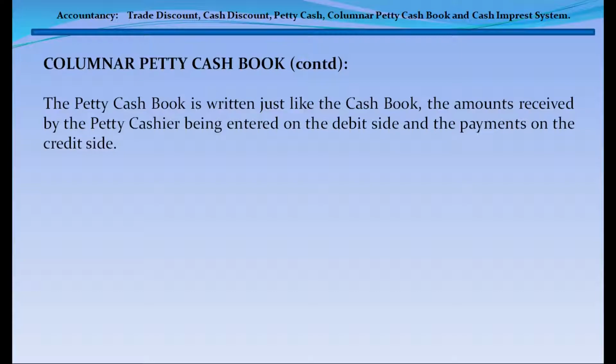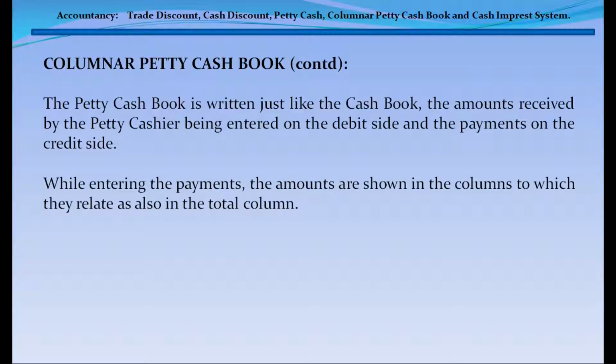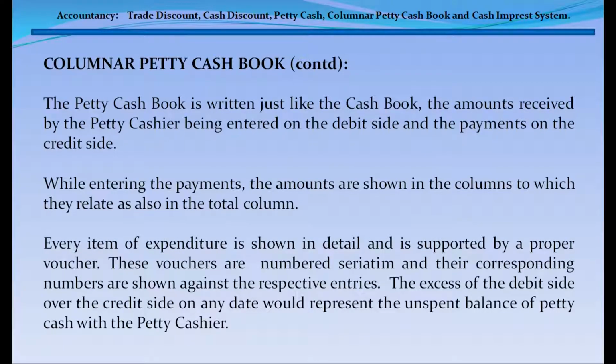The petty cash book is written just like the cash book, the amounts received by the petty cashier being entered on the debit side and the payments on the credit side. While entering the payments, the amounts are shown in the columns to which they relate, as also in the total column. Every item of expenditure is shown in detail and is supported by a proper voucher. These vouchers are numbered seriatim and their corresponding numbers are shown against the respective entries. The excess of the debit side over the credit side on any date would represent the unspent balance of petty cash with the petty cashier.